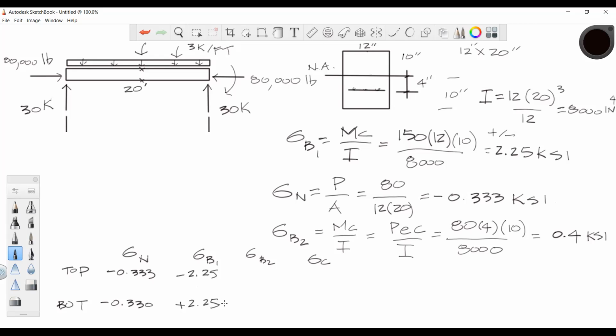You guys see that? Because this moment is turning like that, it's compressing the top and tensioning the bottom. So top is negative, compression, okay?